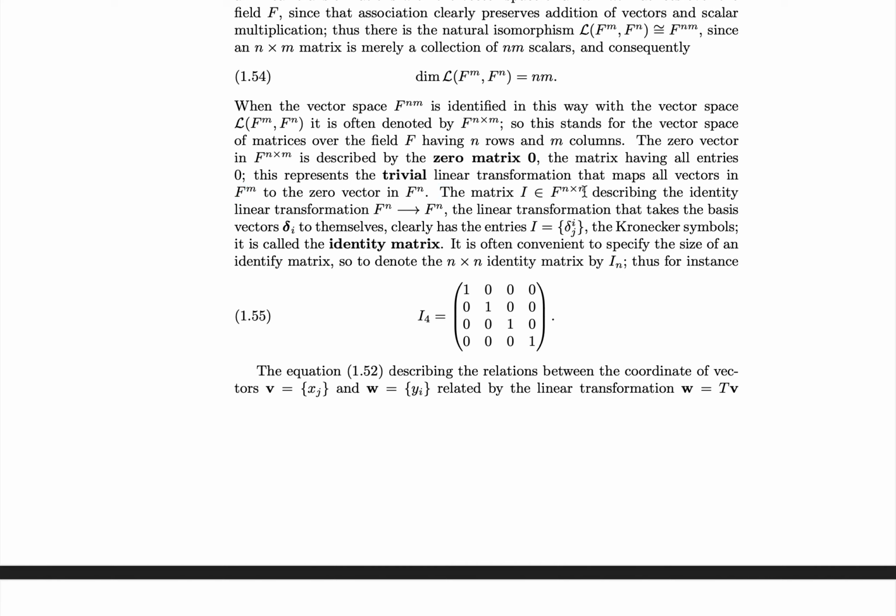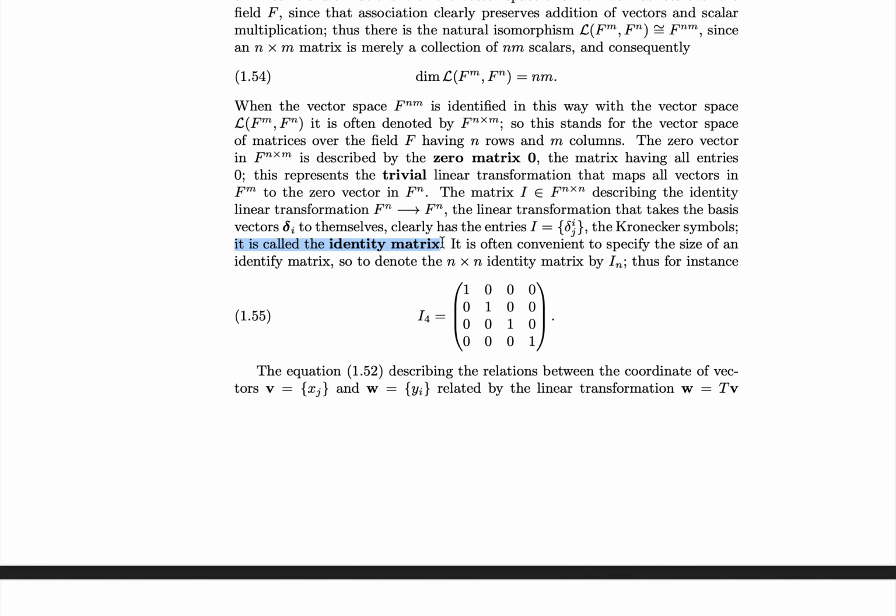We'll look at the matrix, which we'll call the identity, in F^(n×n), which describes the identity linear transformation from F^n to F^n. That is the linear transformation that takes the basis vectors e_i to themselves. So clearly this has entries I_ij equal to delta_ij, in the sense that, because every matrix is defined by the linear transformation of the basis vectors, we see the basis vectors are sent to themselves. So you have a 1 there, and they're sent to nothing else, so zero everywhere else, which is represented as the delta.